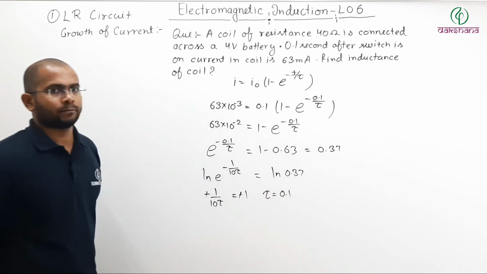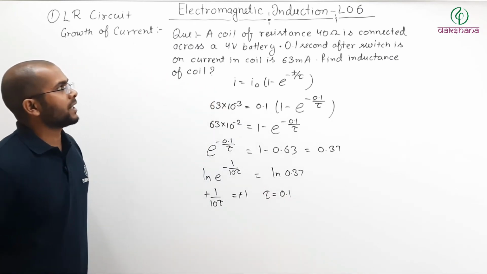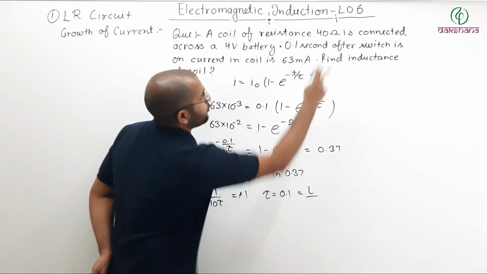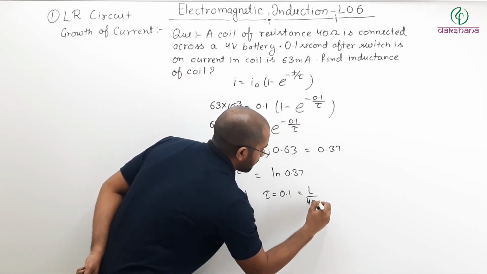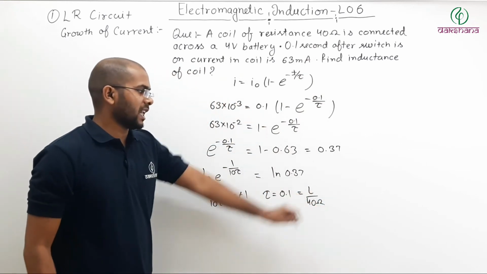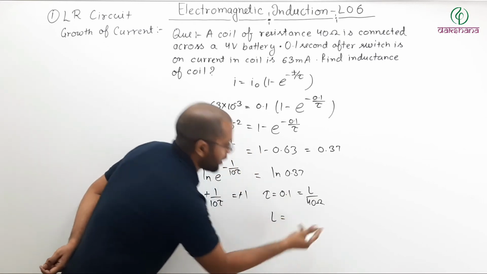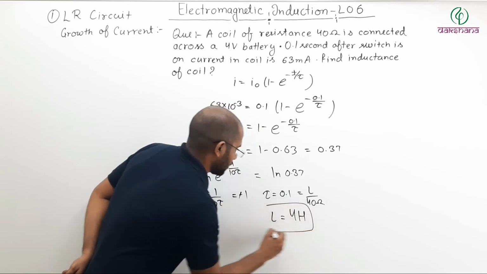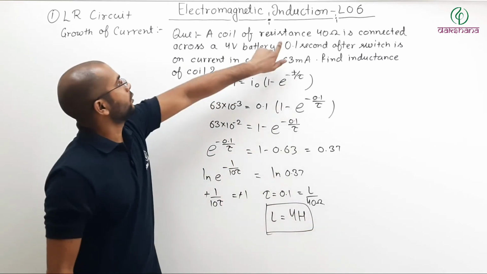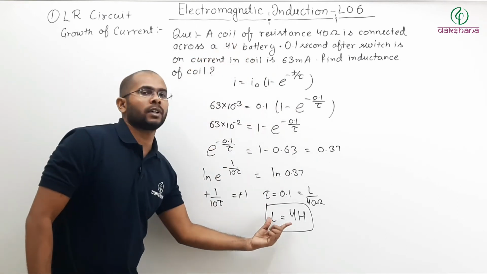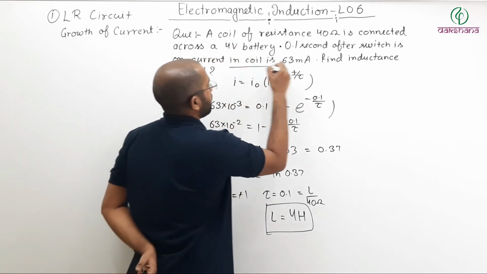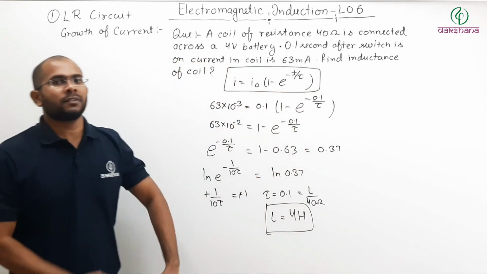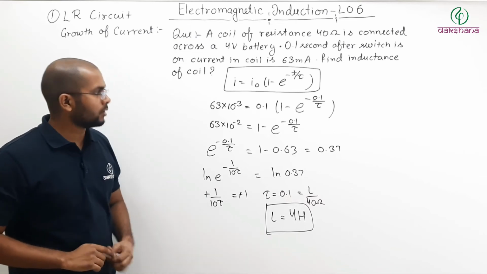0.1 second. Now what is tau? Tau is L divided by R. So 0.1 equals L divided by R. R is 40 ohm. So what would be L? L would be 0.1 multiplied by 40, which is 4 Henry. So the inductance of your coil is 4 Henry. If you remember just this formula, you can solve any question based on growth of current in LR circuit. Pause the video, note it down.